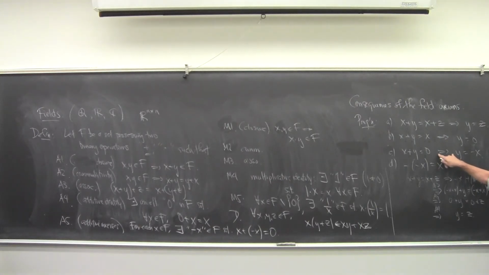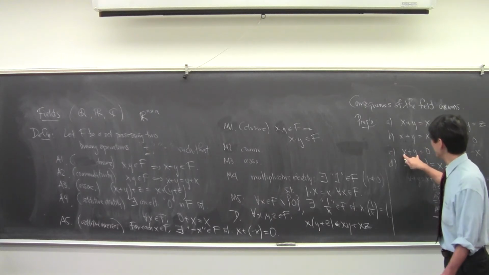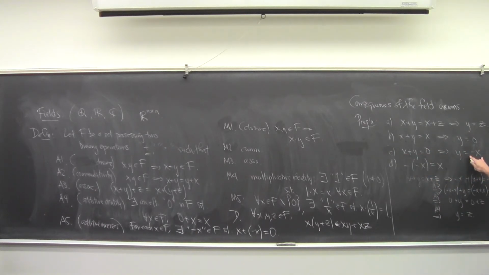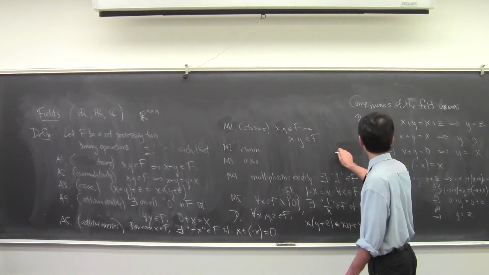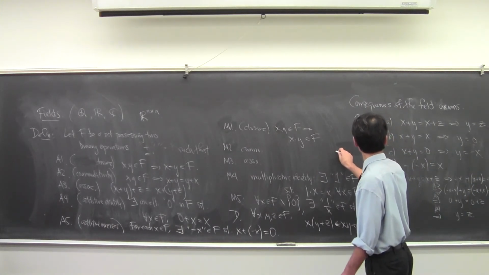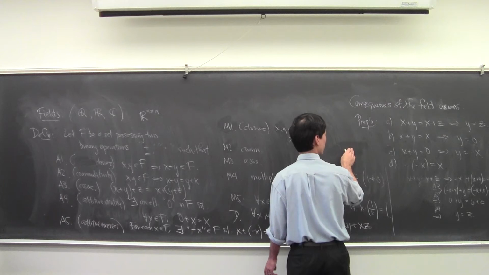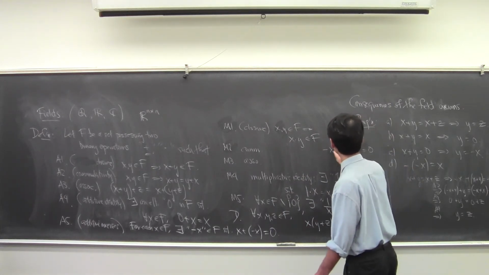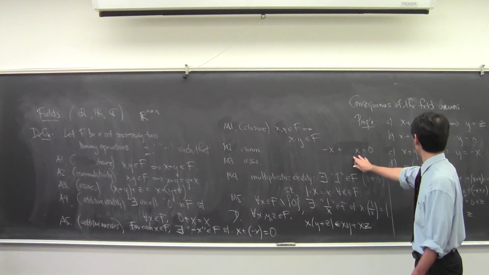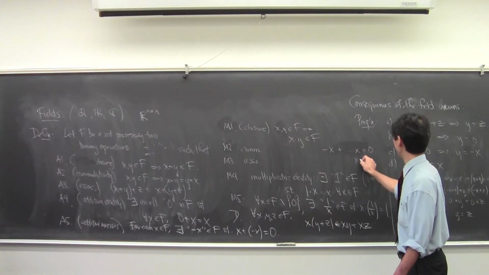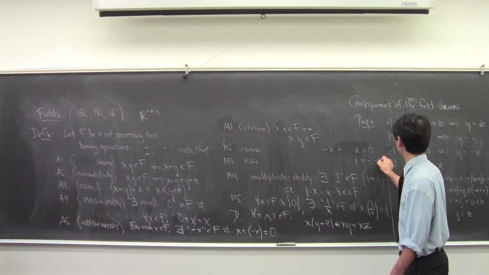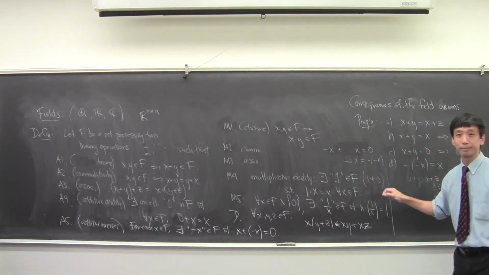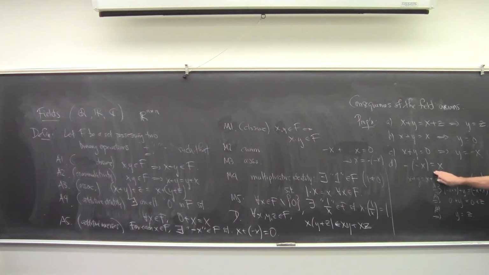It's maybe easier to use this. Let's use this one. You say, well, look, if x plus y equals 0, then y has to be negative x. So you say, well, look, negative x plus x is equal to 0. And so this guy must be negative x. Right? Okay. So using C, you can get D.